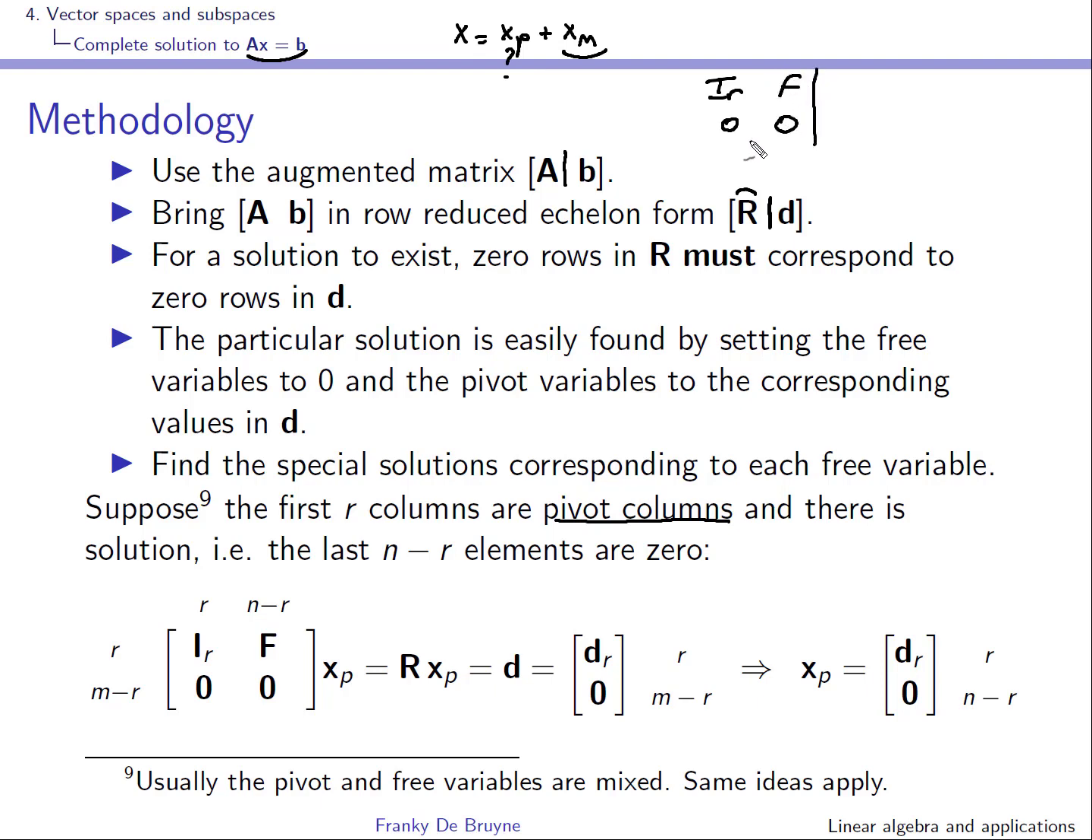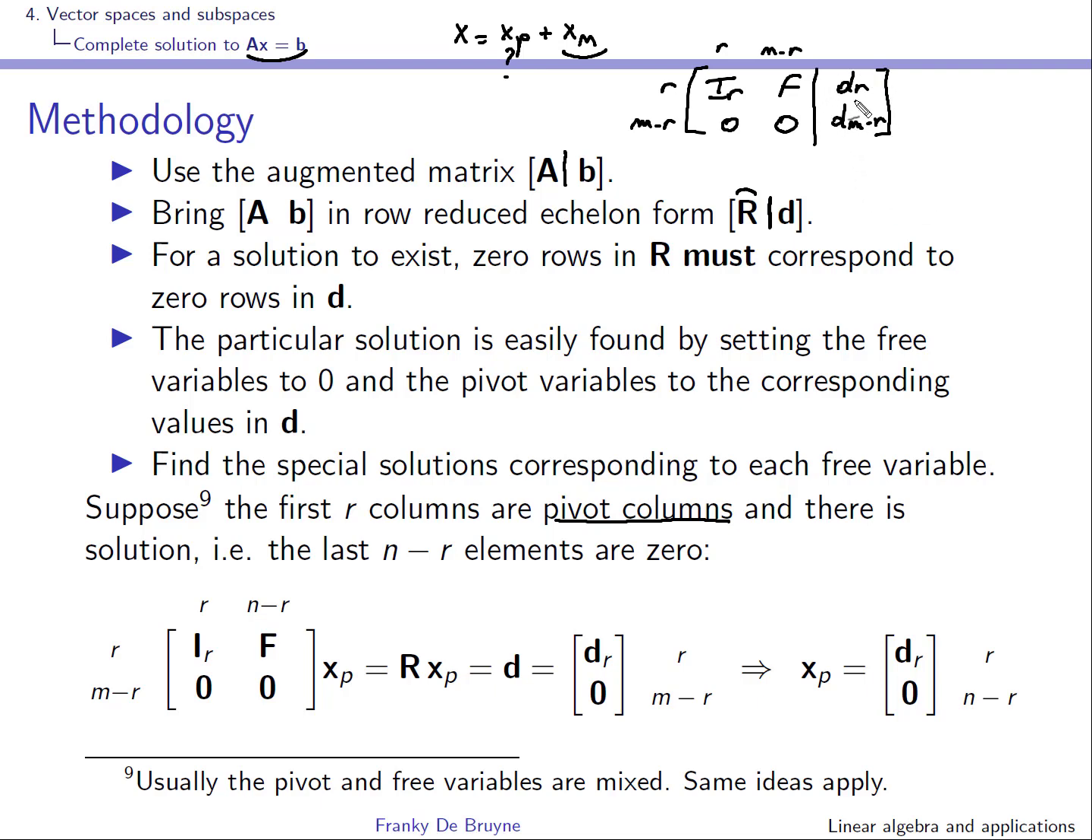So this is of course r, and by doing these operations to produce R, we'll transform b into a vector d, and we'll write it as d_r and d_(m−r). Why do we write it like that? Well, because we know that there are r pivot rows and m minus r rows of zeros. Okay, so here we have r pivot columns and n minus r free columns, and this is my vector d, and in general it will be rewritten like this, right?